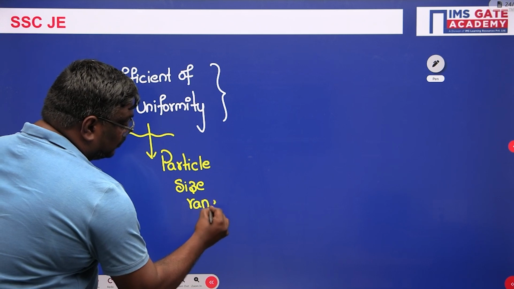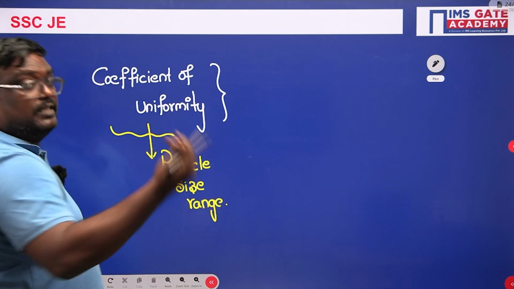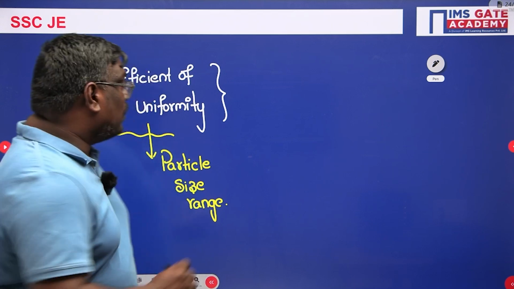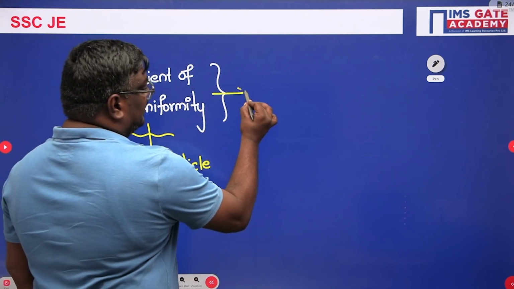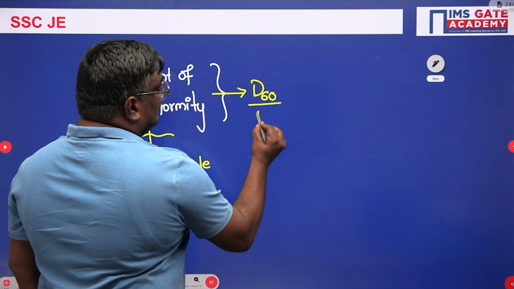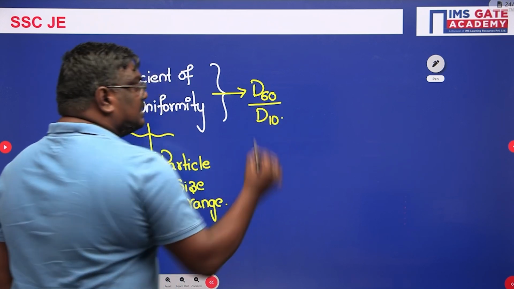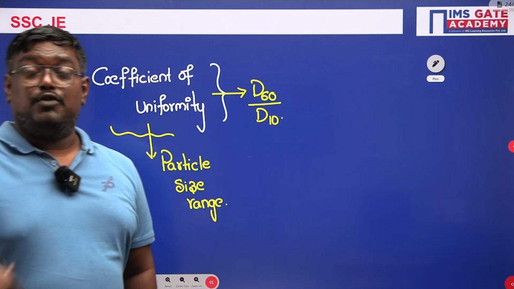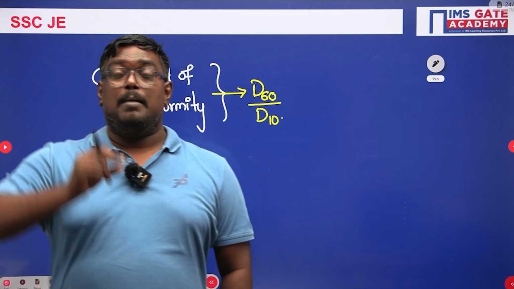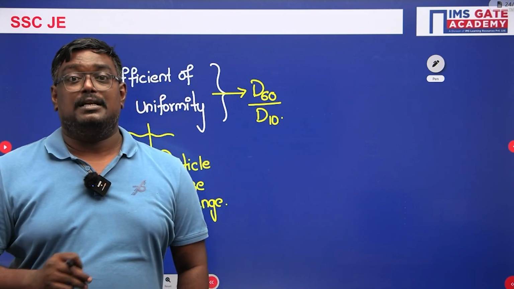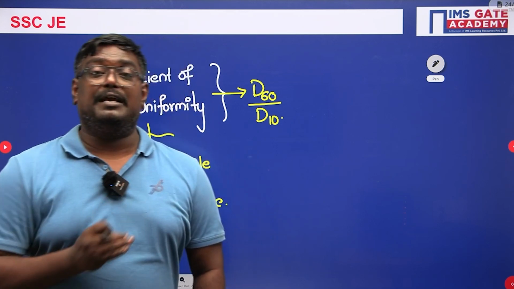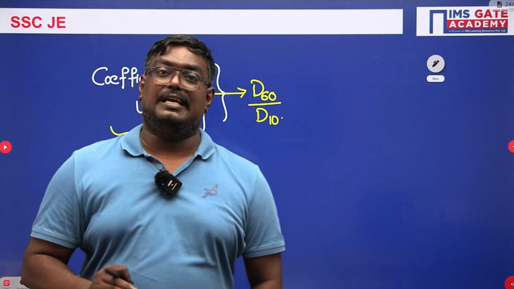Means from which soil particle size to which size. What is the minimum size of the soil particle? What is the maximum? And how do you define coefficient of uniformity? It is defined as D60 by D10. Now, if you talk about different types of soils, we have well-graded soils, where particles of all sizes are present. Poorly graded soils, where some particle sizes are missing. Uniformly graded means all the particles are of the same size.